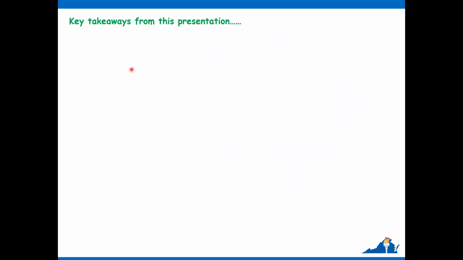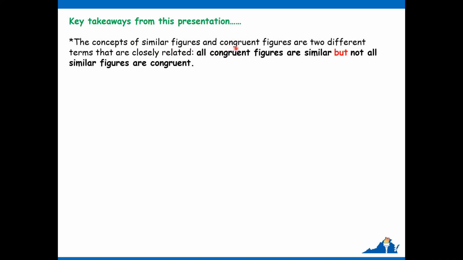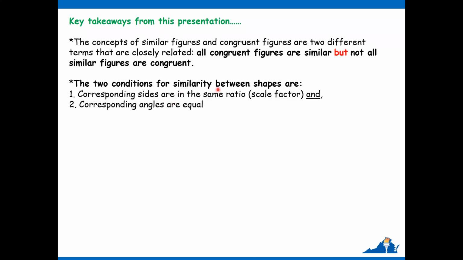Okay, let us look at key takeaways from this presentation. The concepts of similar figures and congruent figures are two different terms that are closely related. All congruent figures are similar, but not all similar figures are congruent. That is very important to note. The two conditions for similarity between shapes are: one, corresponding sides are in the same ratio, and that is the scale factor, and two, corresponding angles are equal.